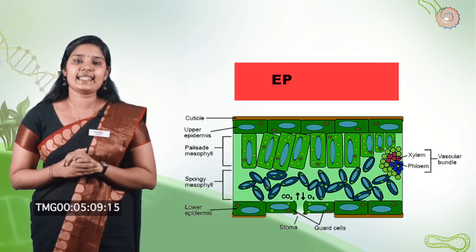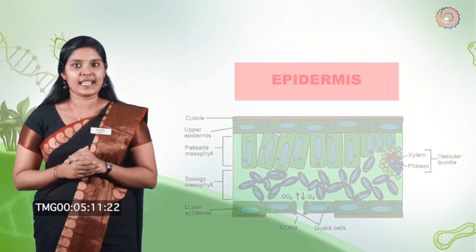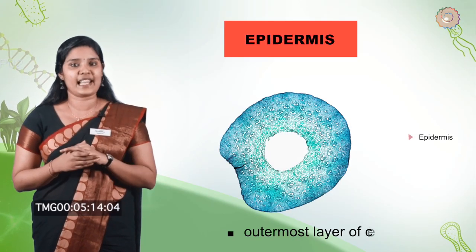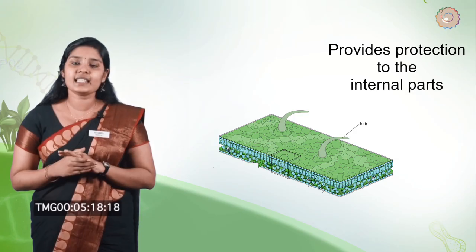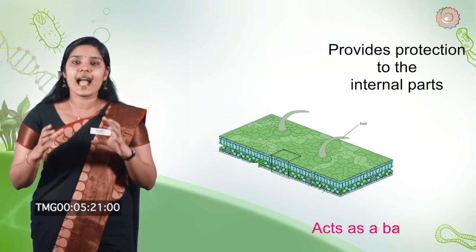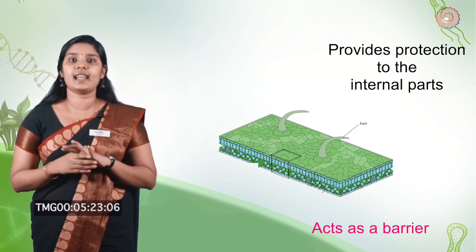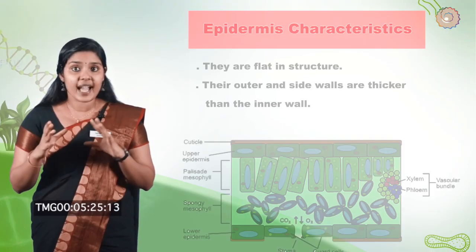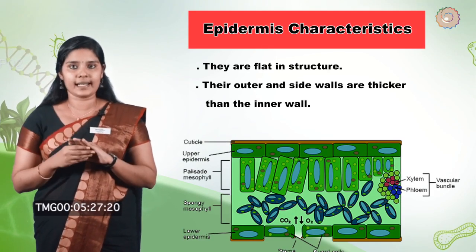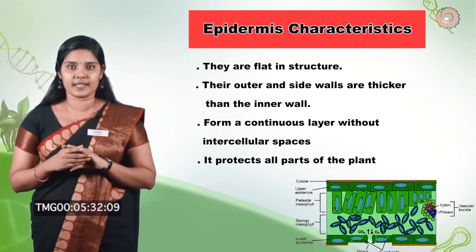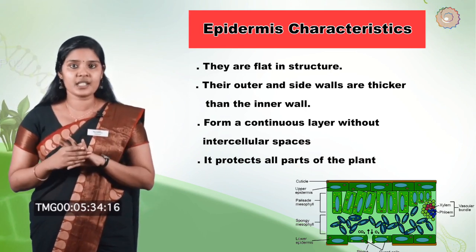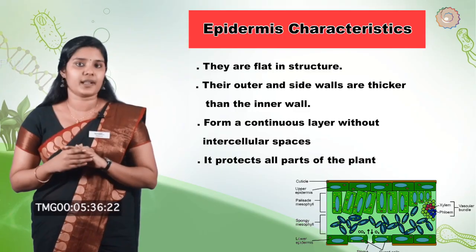So far we learned about different types of simple permanent tissues. Now let's learn about epidermis of a plant. Epidermis is the outermost layer of cells. The main function of this layer is to protect the internal parts of the plant. It acts as a barrier to all external harmful substances. They are flat cells with thicker outer layer compared to the inner wall. They do not have intercellular spaces between them, as their function is protection of internal parts of the plant.